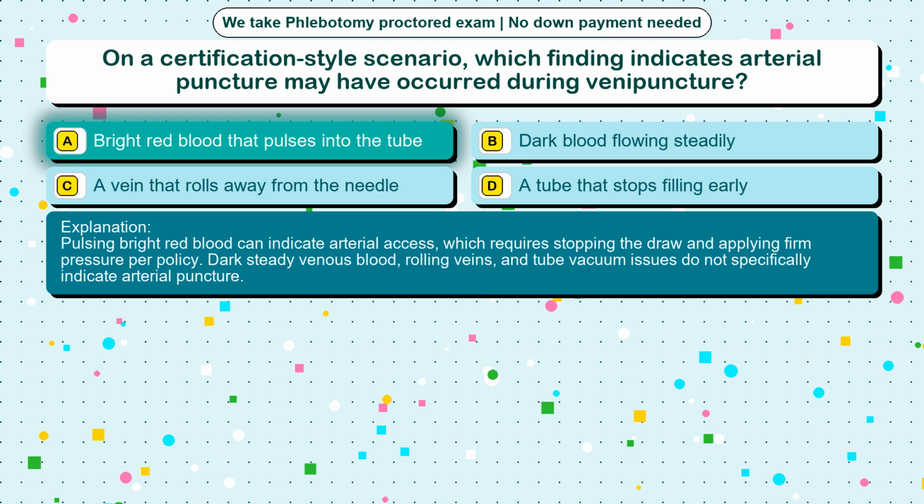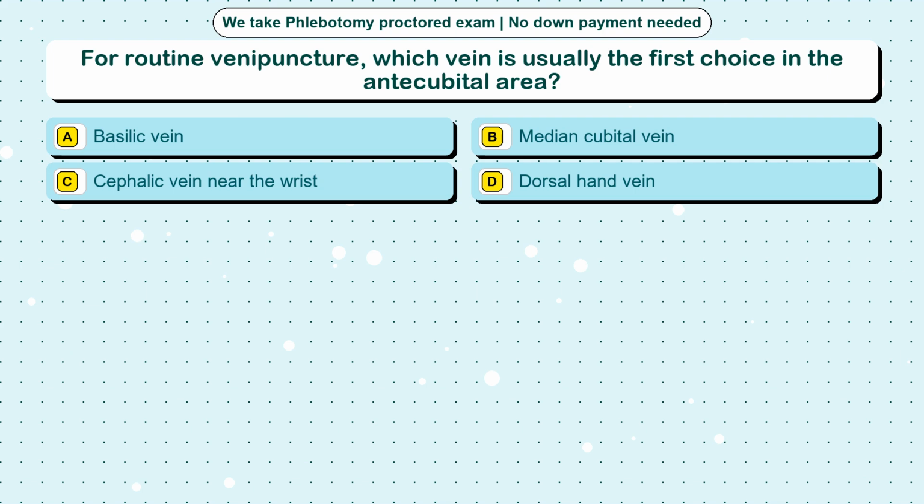Pulsing bright red blood can indicate arterial access, which requires stopping the draw and applying firm pressure per policy. Dark steady venous blood, rolling veins, and tube vacuum issues do not specifically indicate arterial puncture. Question 16. For routine venipuncture, which vein is usually the first choice in the antecubital area?